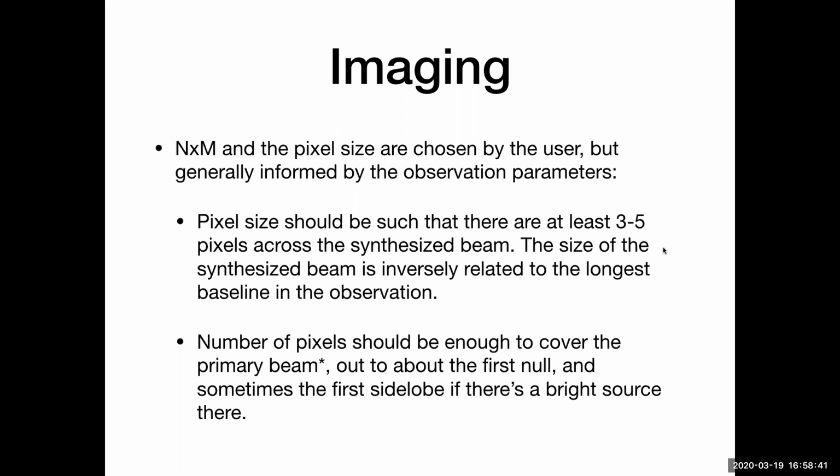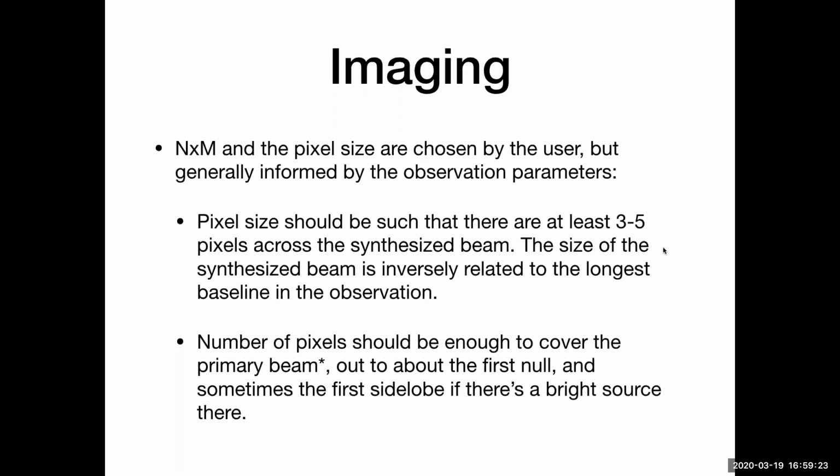So sometimes you image out much further than that. And you can generally calculate the size of your synthesized beam from the longest baseline. So you can figure out the resolution that you expect in your image and what cell size you need to get your number of pixels. And you can generally figure out the size of the primary beam from the size of each dish in the array. You can estimate that, and then work out for your pixel size how many pixels you need to cover it. So those are sort of how you can calculate that. I put an asterisk around having enough pixels to cover the primary beam.